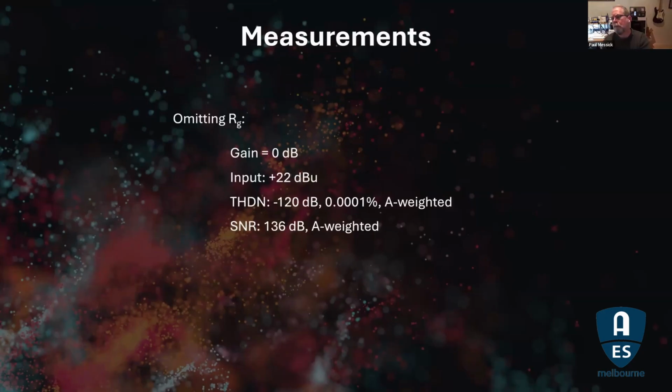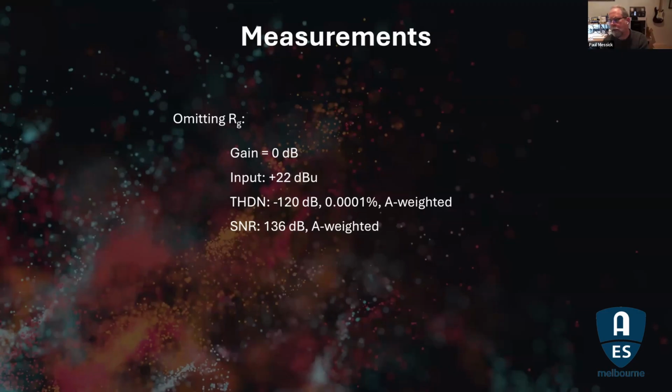Here we go. So we're going to yank the RG out of there completely. So it's infinite. Gain is 1, so 0 dB. Measuring it with a 22 dBu input, just for fun, because that's the industry standard for level. THD+N is 120 dB, which is as low as my analyzer will go. So it's probably lower than that, given that those op amps are spec'd at 136. But you've got 3 zeros, so that's pretty darn good.